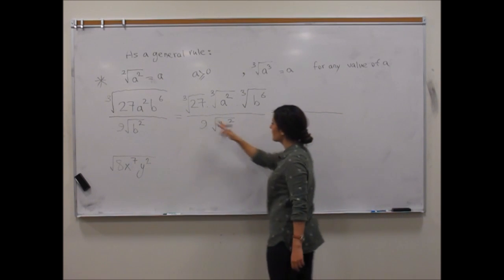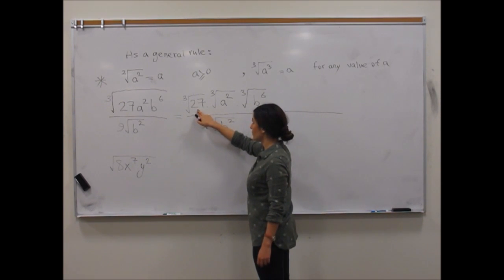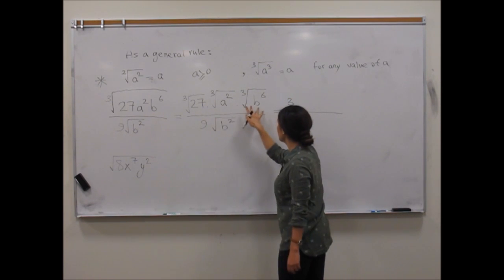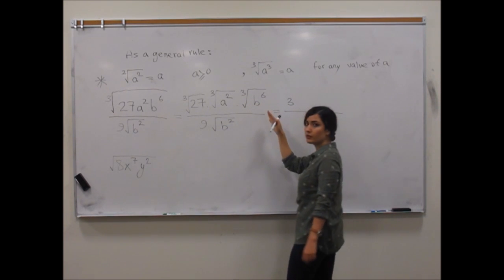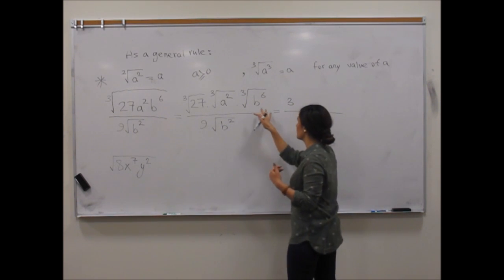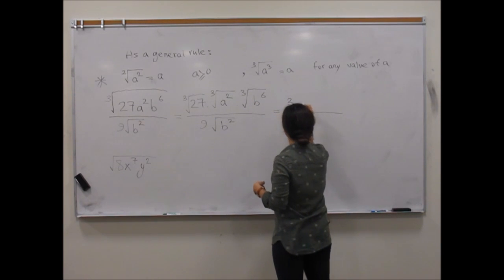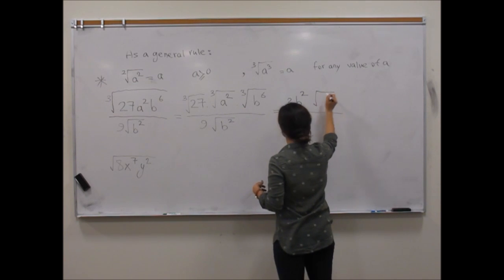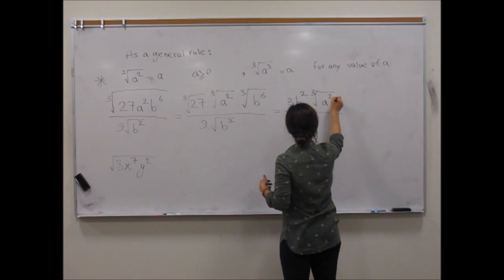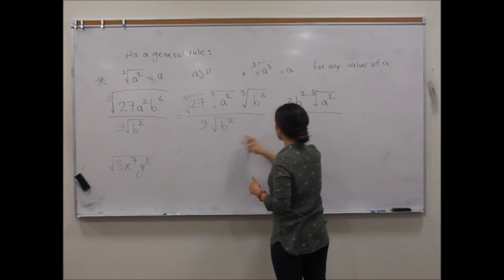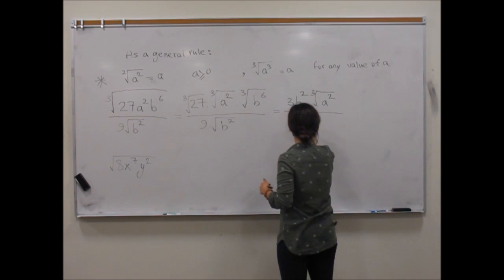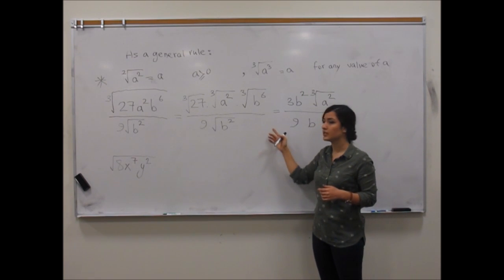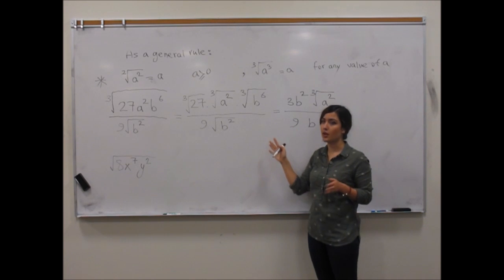Now let's simplify them. 27 is a perfect cube, so just 3 comes out of the radical. This one does not simplify, but this one is b to the 6th. For every repetition of 3 b's, 1 pops out of the radical. So I have 6 here, so b squared pops out of the radical. And then here I have cube root of a squared. And here I have 9. Square root of b squared is just b. And notice that we're simplifying all of these radicals assuming all the variables are positive.